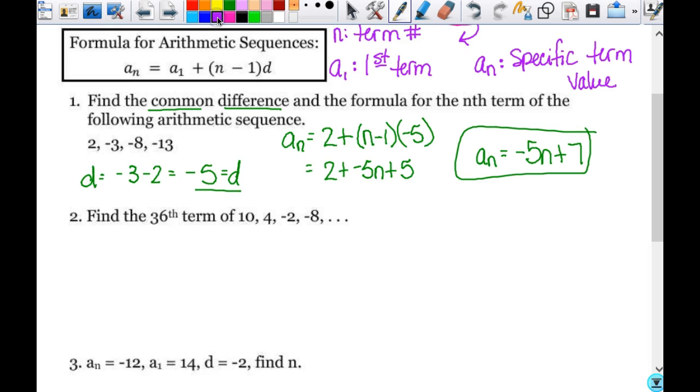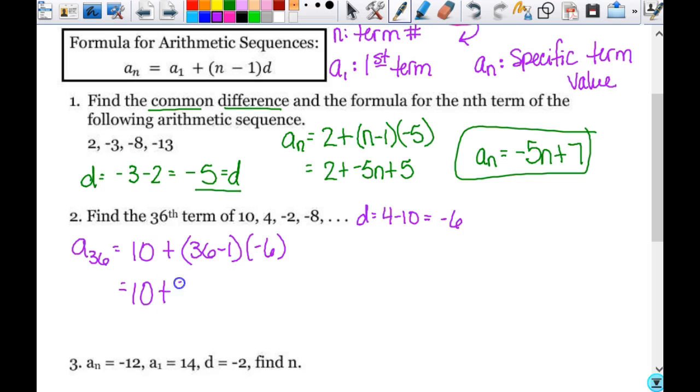All right, so we want to find the 36th term of this sequence right here. So I'm looking for a sub 36, using this right here, which is also on your little card. And so a sub 1, what is that? 10 plus n minus 1, what's n? 36. 36 minus 1 times d, which is what? We didn't find that, right? So d is 4 minus 10, which is -6. Okay. So that means this gives me 10 plus 35 times a -6.